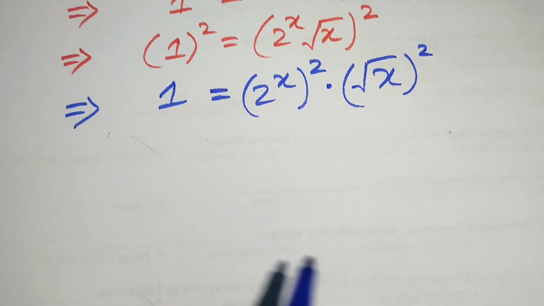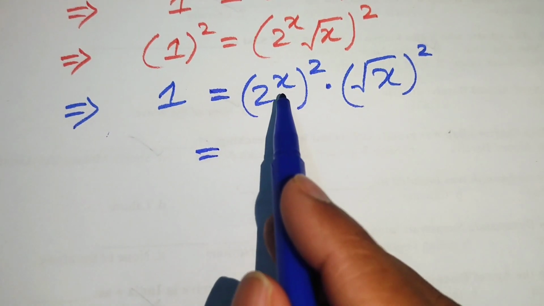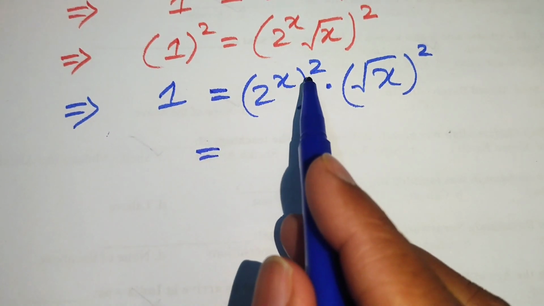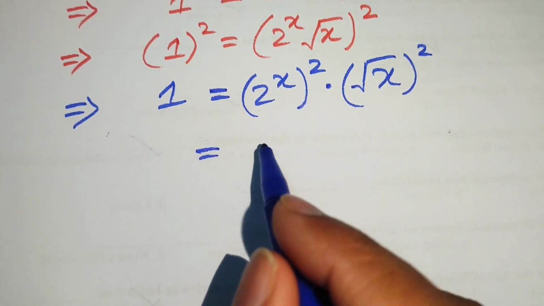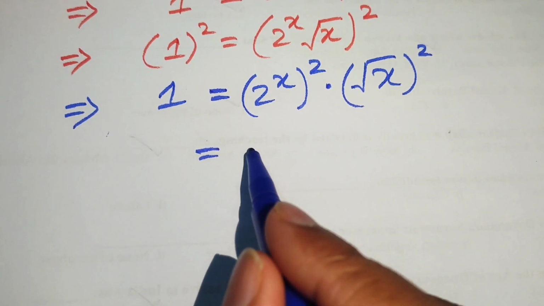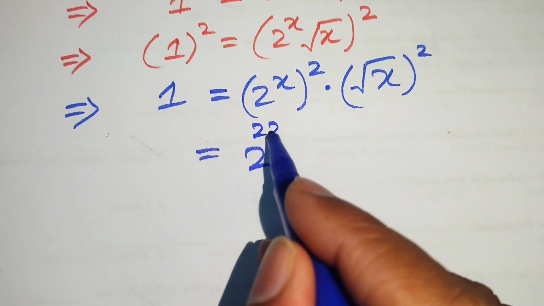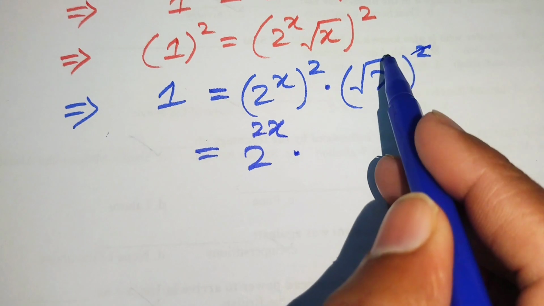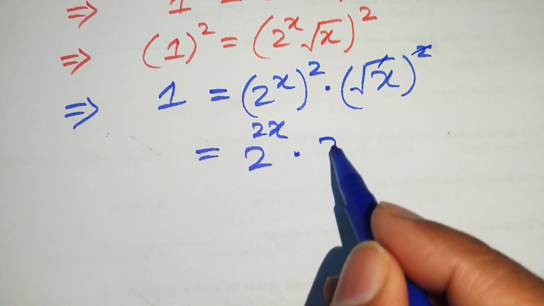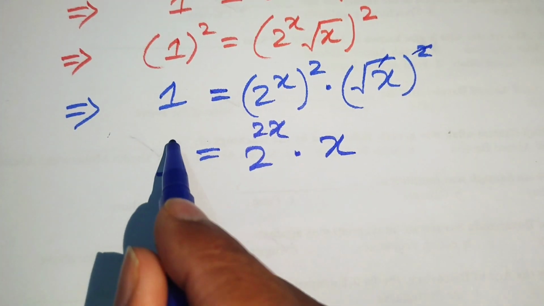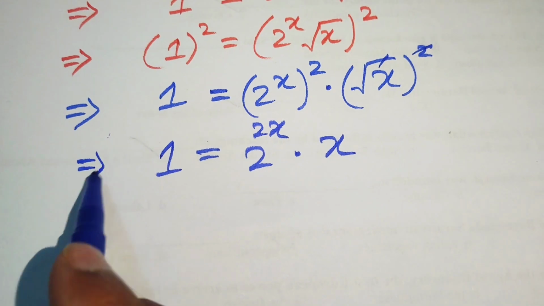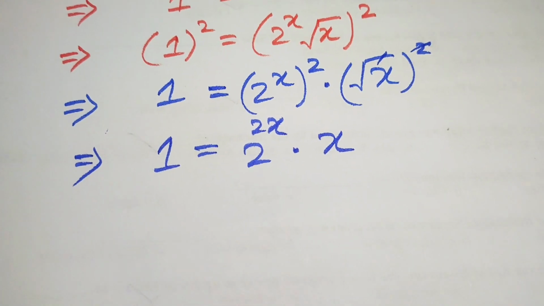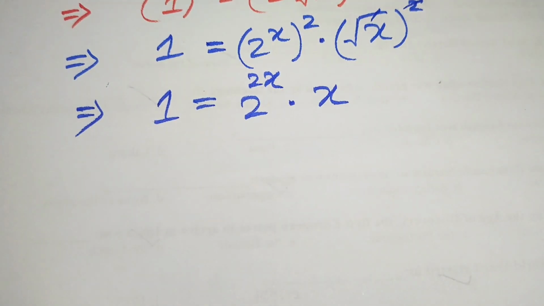Further, we apply the exponential law and multiply these two exponents, and it will be written as 2 to the power of 2x, and the 2 is cancelled out by the square root, so we get x, and here you have 1. Now after that I can introduce the Lambert W function, which is helpful to solve this equation.